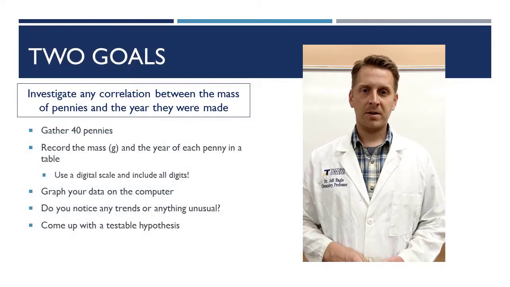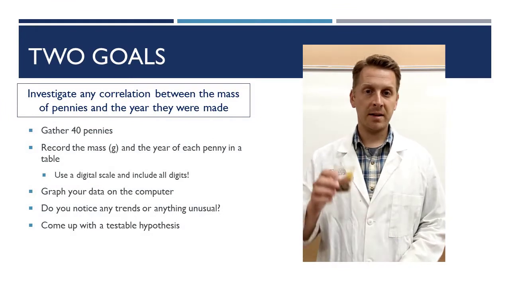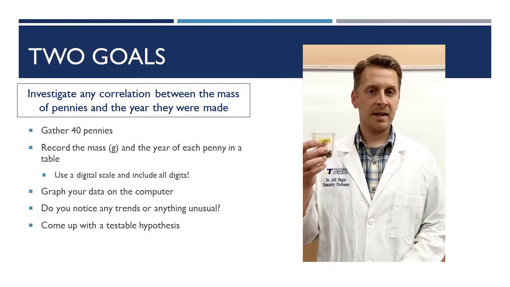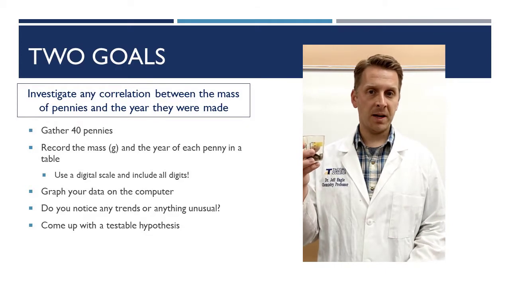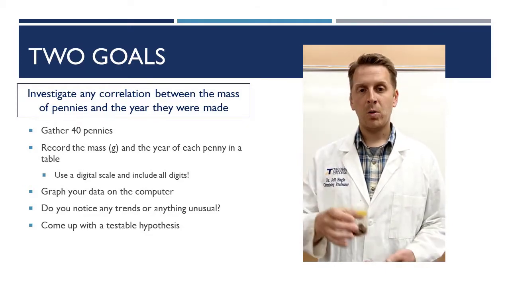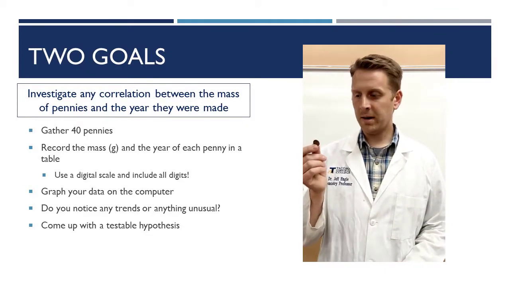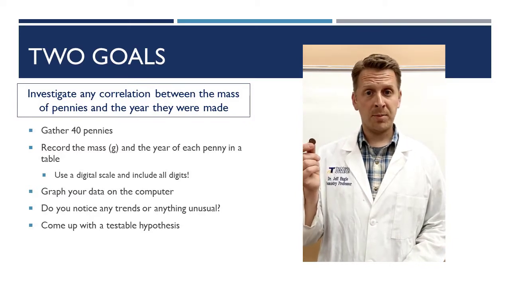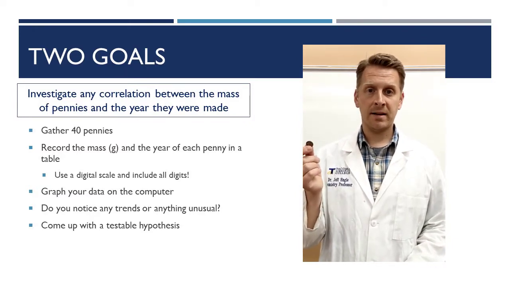Today's lab is broken up into two parts. For part one, we'd like you to get a beaker of pennies. On the inside of the beaker are 40 different pennies from a variety of different years. We'd like you to take pennies out one by one, record the year in which the penny was made, and then the mass for that given penny.